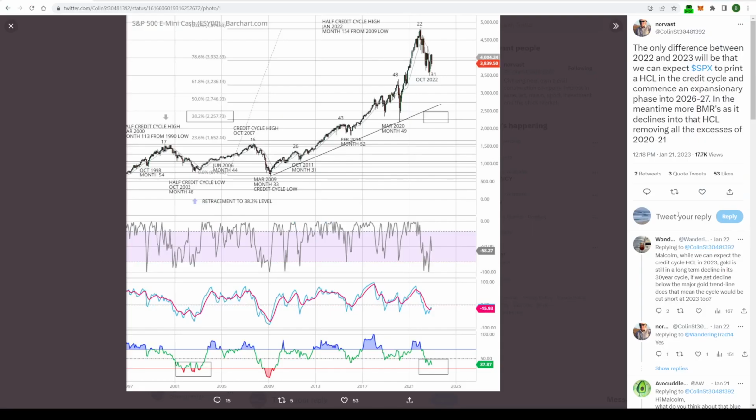Now that leads me to thinking about the long-term chart and looking at the long-term cycles that Malcolm at Norvast has provided. And you can see the only difference between 2020.